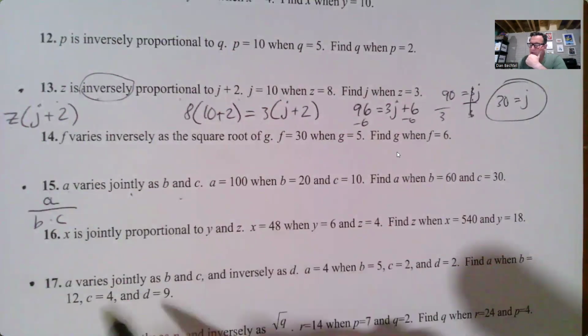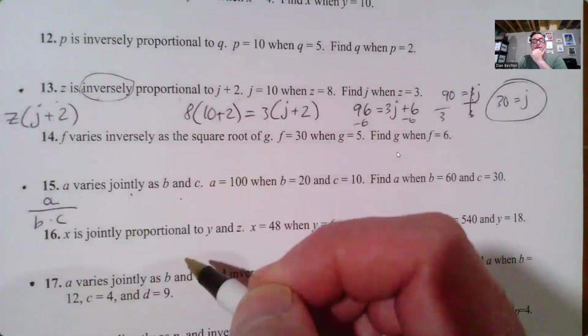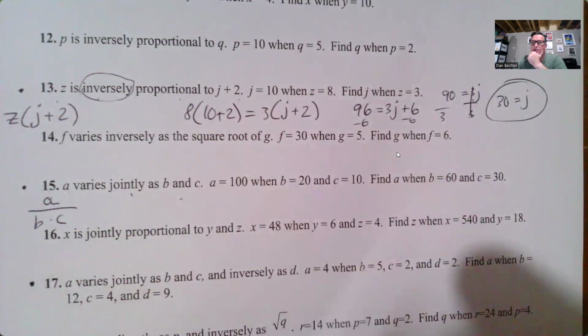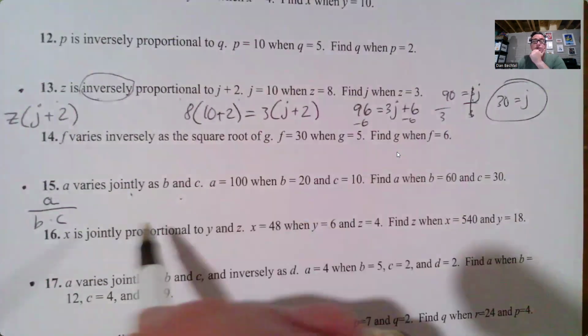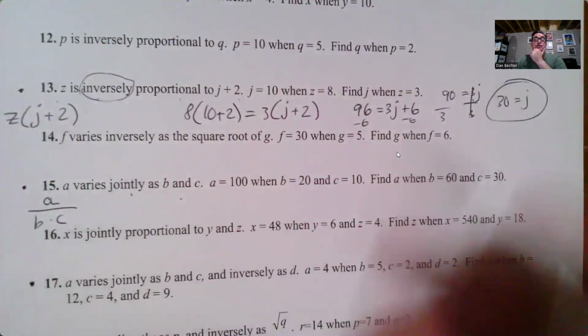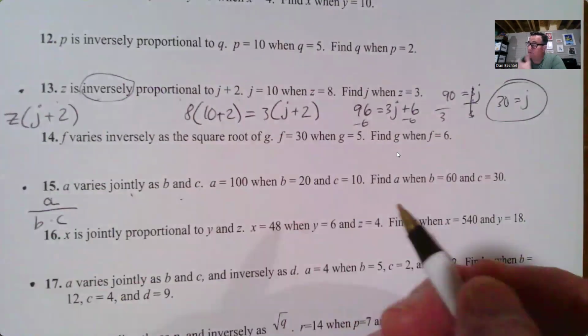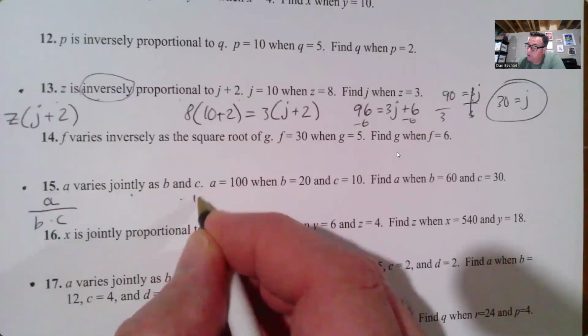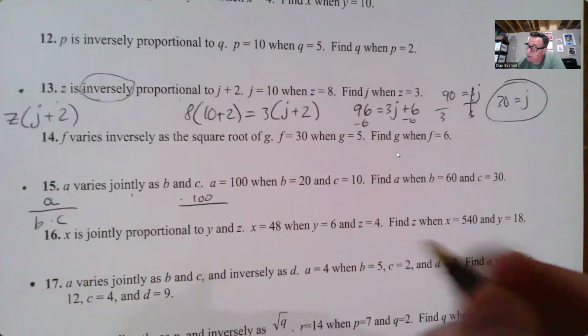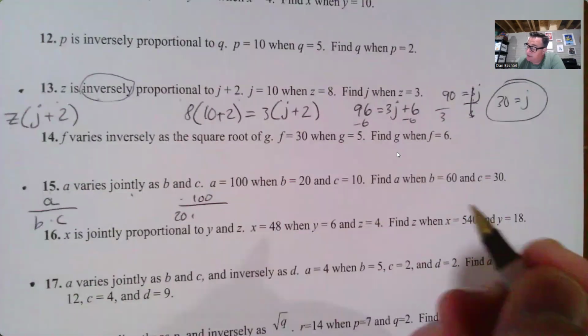I suppose it's possible that you could put the product of those on the top and the A on the bottom, but really just being consistent because of the way that most of these are going to be written, this is the way that I would suggest doing it. As we do this, I'm just going to start plugging the values in. So A is 100 when B is 20 and C is 10.